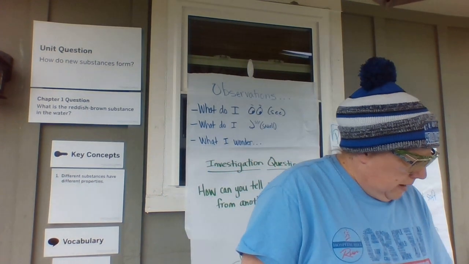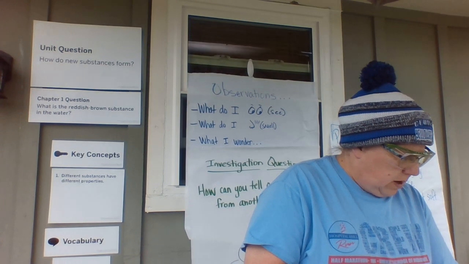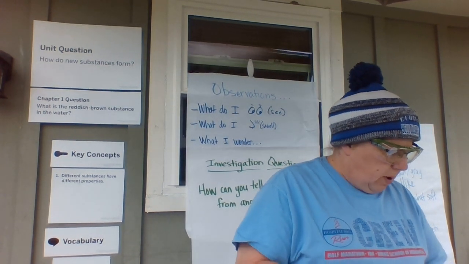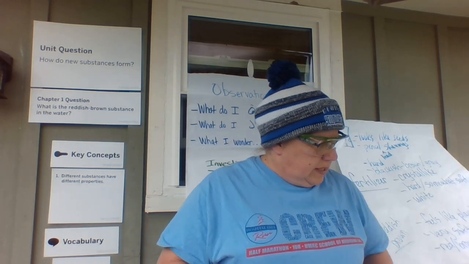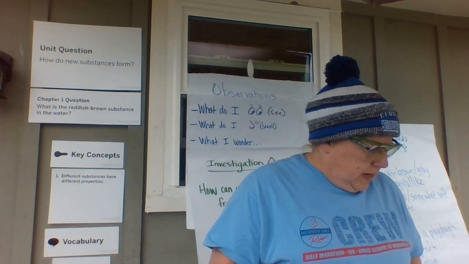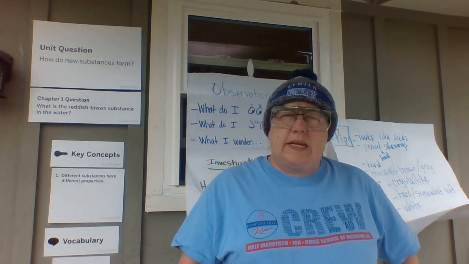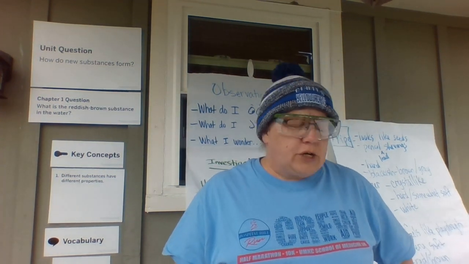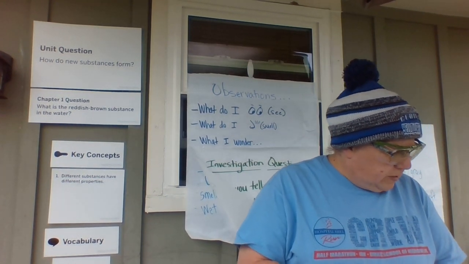With that, we looked at our chapter one questions. Remember, our whole goal is to identify the mysterious reddish brown substance and determine whether it is the same or different from the other two substances mentioned in our claims. You had to state an initial claim and a prediction of what was going on. So, some of those claims that we had.